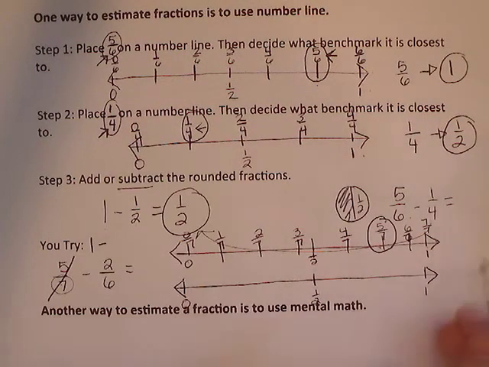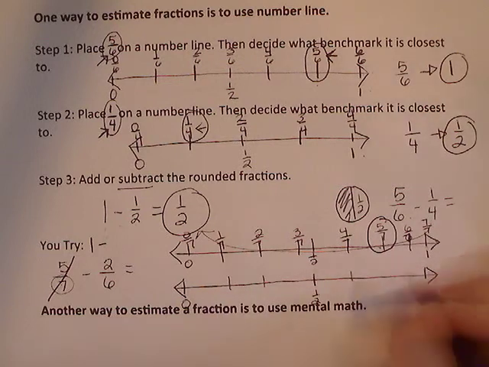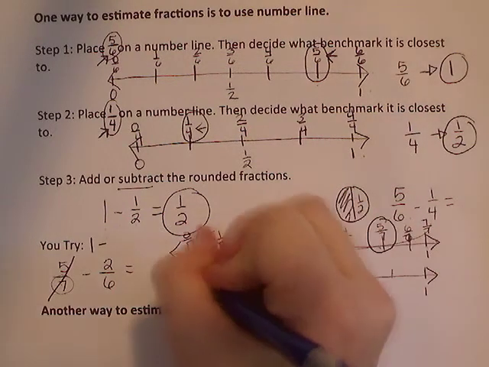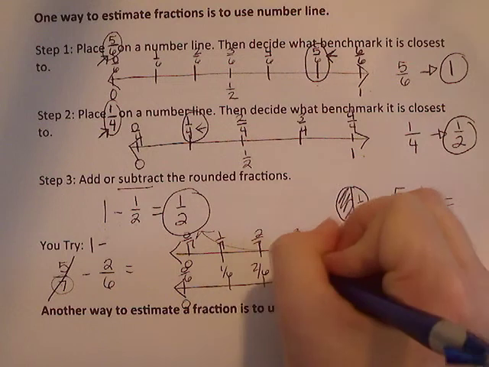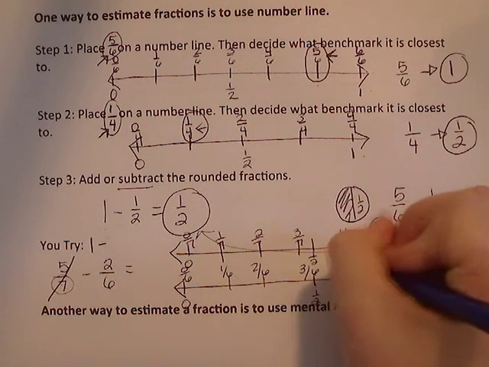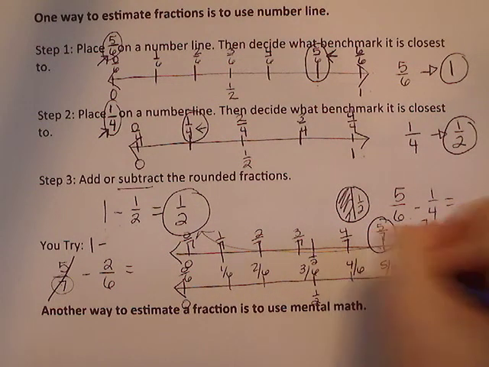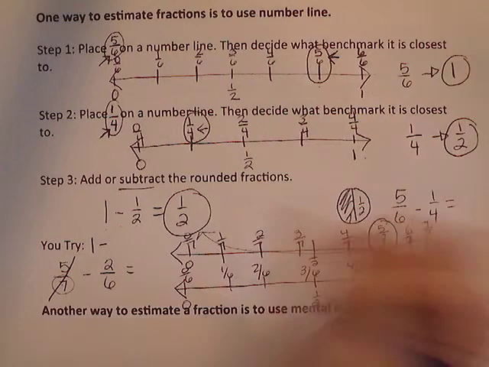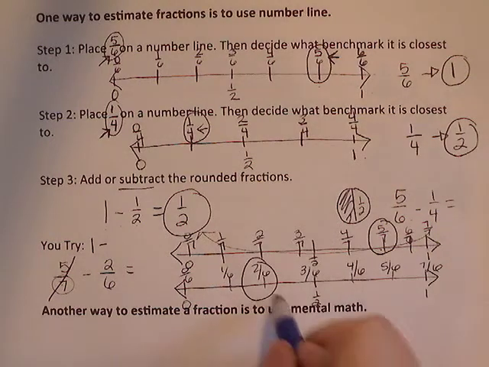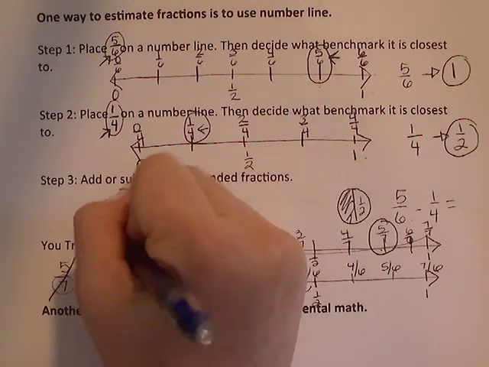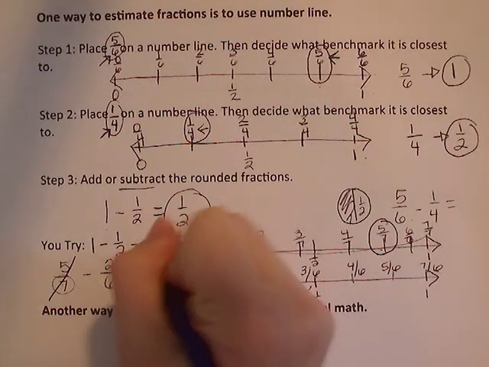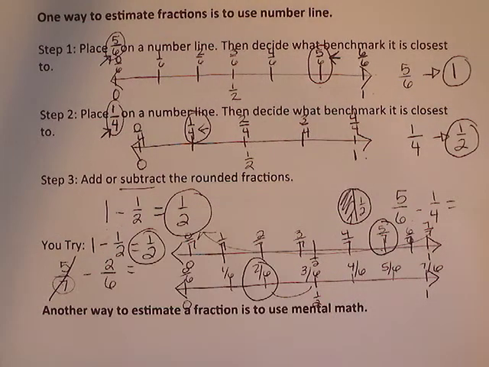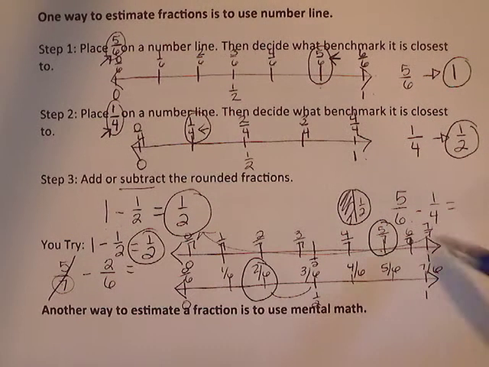And then I'm going to do my 2/6 down here. So I need to divide this number line into 6s. So I have 0/6, 1/6, 2/6, 3/6, 4/6, 5/6, and 6/6. So 2/6 is right here. I'm going to say it's closest to 1/2. So I have 1 minus 1/2, and that's again going to equal 1/2. So I did it in a short space here, but you can go ahead and pause the video and see what I did and make sure that yours was correct.